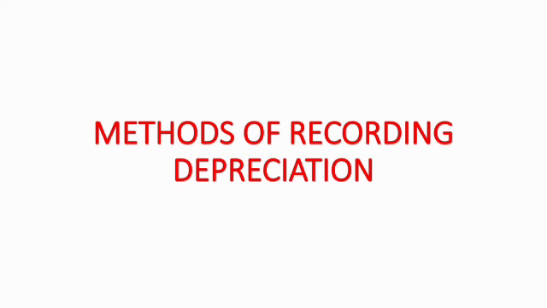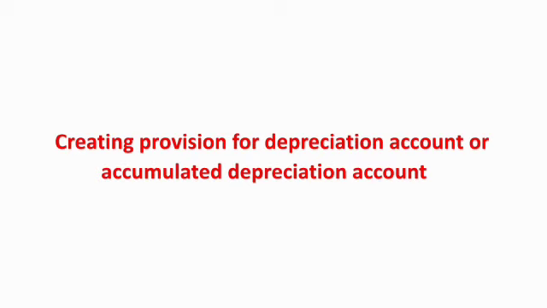Today we are going to discuss the second method of recording depreciation. In the first method, depreciation is charged directly to the asset account. But here in the second method, depreciation is not charged directly to the asset account. Here we are creating a new account called Provision for Depreciation Account or Accumulated Depreciation Account, and depreciation is charged every year to that account.